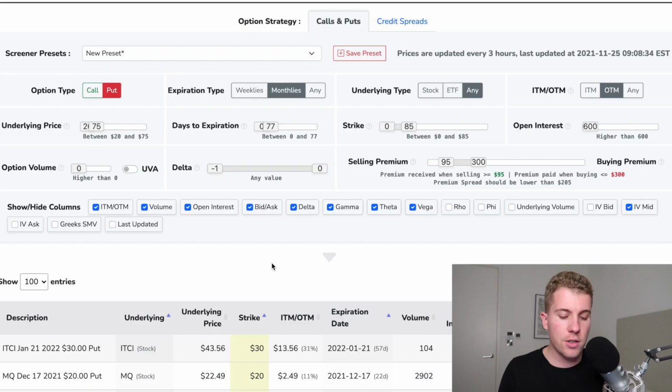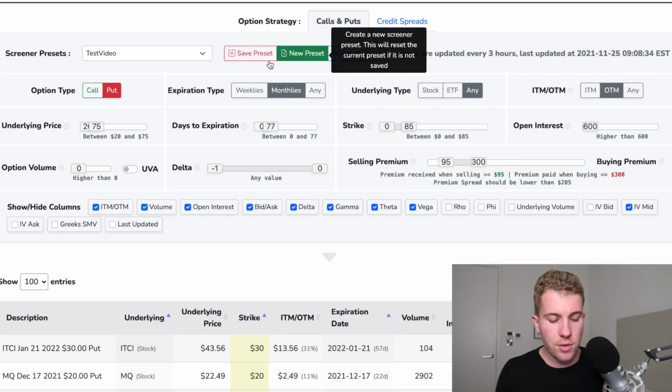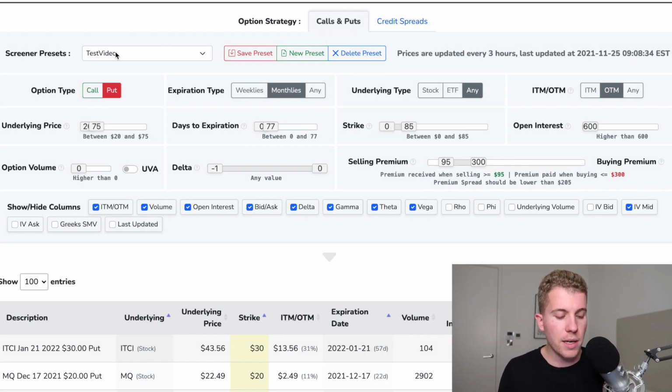Now that we've seen all the different filters and that we've set it up how we wanted it to be, you can actually save the preset by just clicking on save, and then you can rename it, for example, for a test or whatever it is. After that, you can always come back to it by clicking on the screener preset, which is pretty useful.